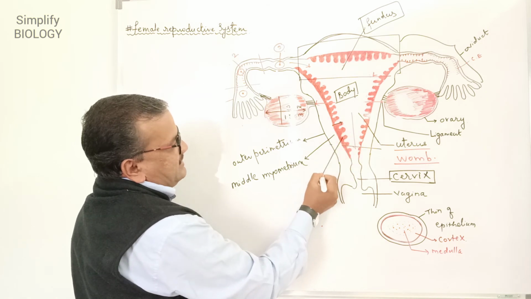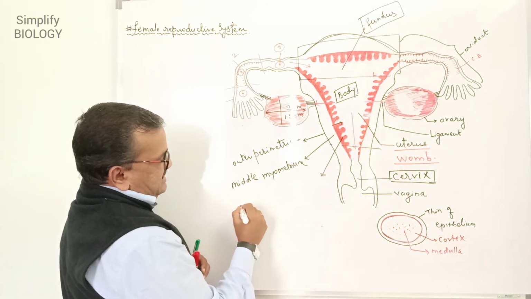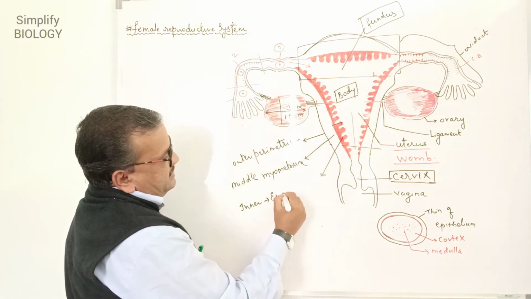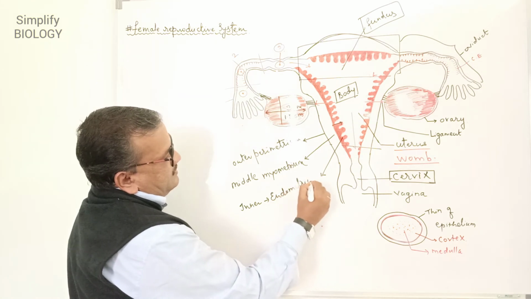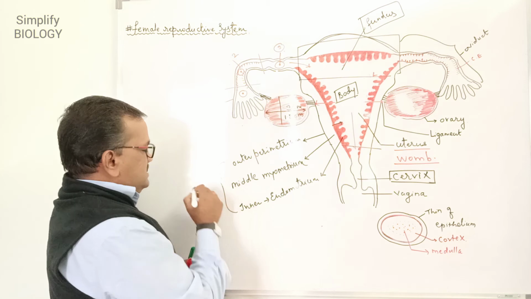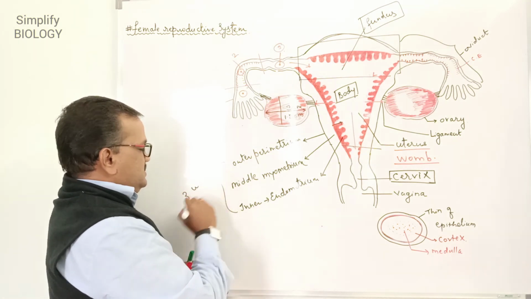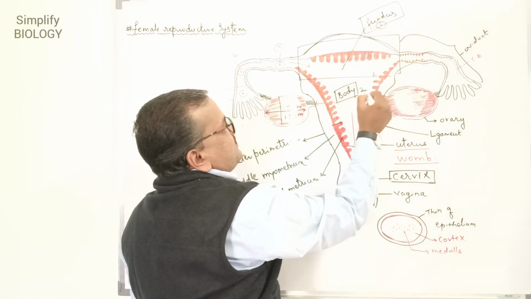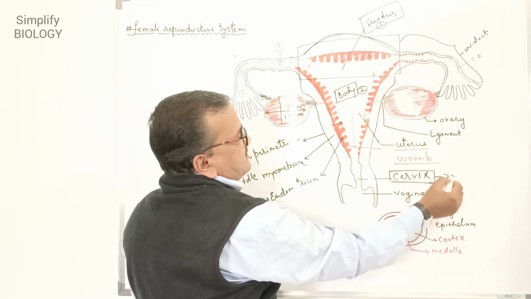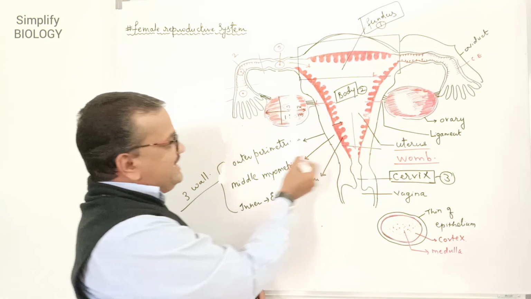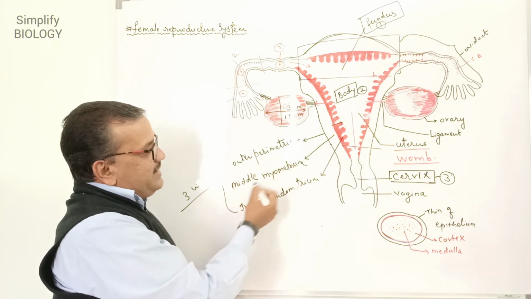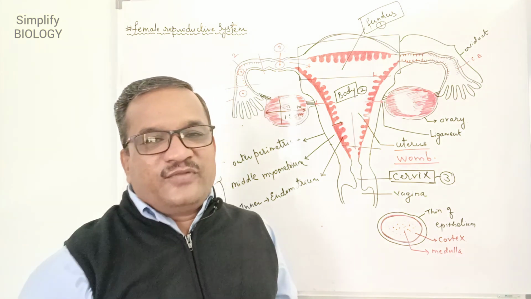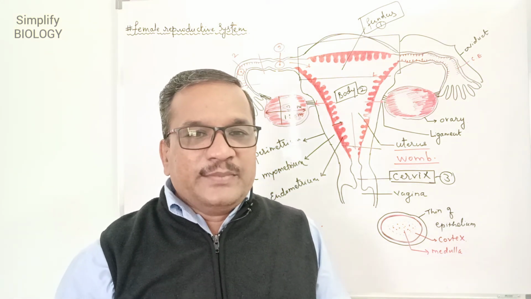And the inner part of the uterus is called the endometrium. These are the three walls. The uterus is divided into three parts: number one is fundus, number two is body, and number three is cervix. The body consists of these three walls: outer is perimetrium, middle is myometrium, and inner is endometrium, where the implantation of the embryo takes place.